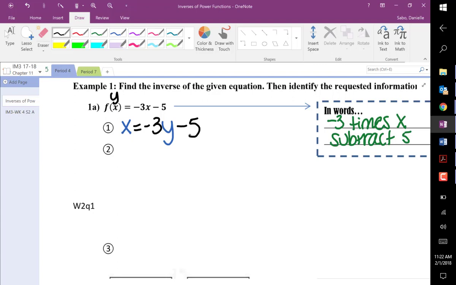Now we solve for y, just like you did on your bell ringer. Same exact problem, but we're not looking for the answer anymore. We're looking for something called the inverse function.